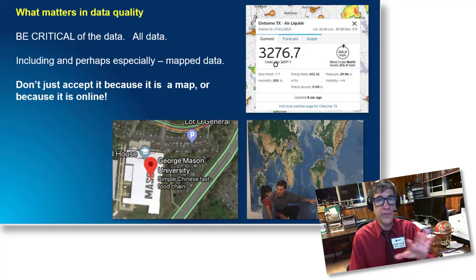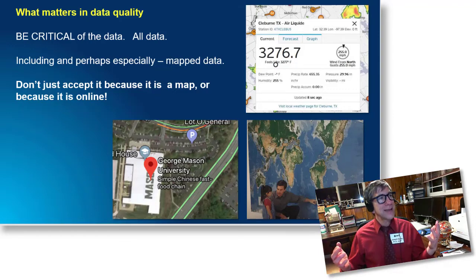There's generalization, there's map projection issues, there's all kinds of things with our oblate spheroid, right? And getting that into a 2D or a 3D map or GIS database. So be critical of the data, including and perhaps especially mapped data.